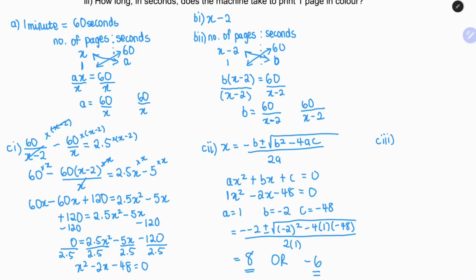So it's going to be 60 divided by x minus 2, which is 60 divided by 8 minus 2, because we're choosing the positive number. Why? Because we don't have anything like negative time. So it's going to be 60 divided by 6, which gives you 10 seconds. So this is the amount of time it takes to print a page in color, basically. And yeah, that would be your answer.